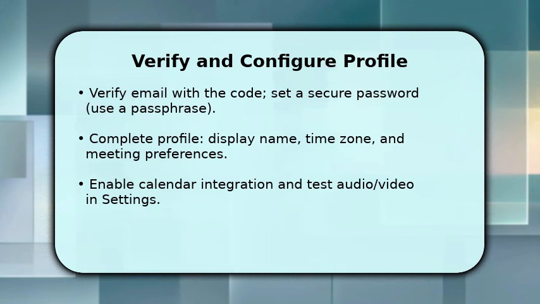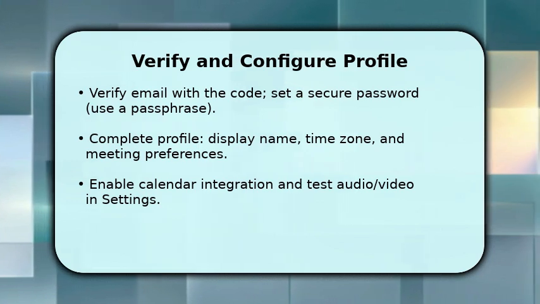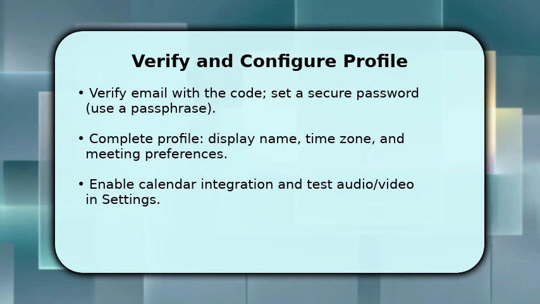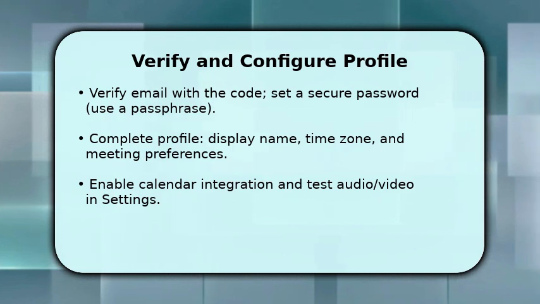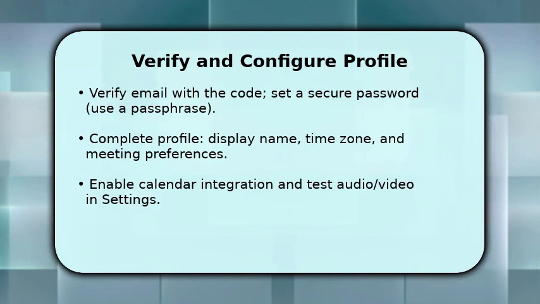In Settings, configure default audio and video devices and run a quick test call to confirm clarity. Make sure to toggle notifications and meeting join options to your preference. These steps ensure your meetings start smoothly and that invitations contain correct timing and join links.